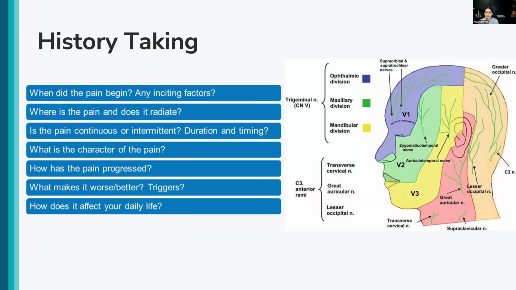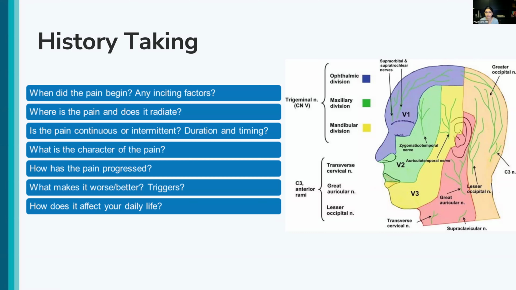You can see the different distributions of the branches of the trigeminal nerve, as well as the other sensory nerves of the head and the neck. So if there's radiation outside of the distribution of the trigeminal nerve, that makes something like trigeminal neuralgia less likely. Is the pain continuous or intermittent? How long does it last when it comes? And what is the character of the pain?